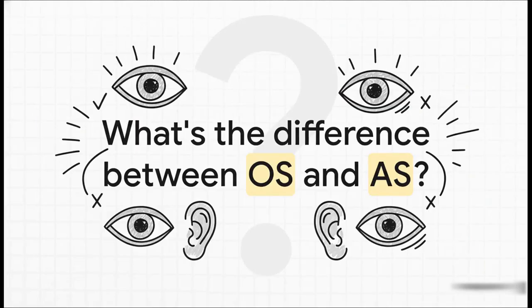So let's just jump right in with a classic exam question. You see a prescription with OS and another with AS. What's the difference? Well, one means left eye and the other means left ear.